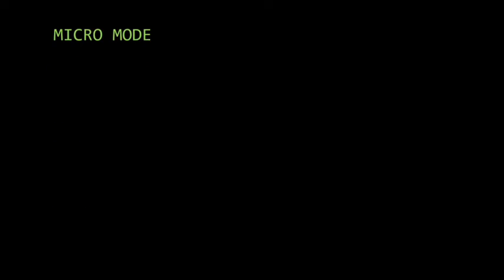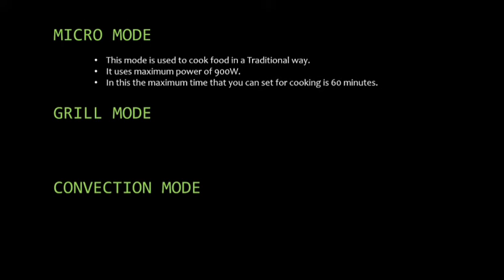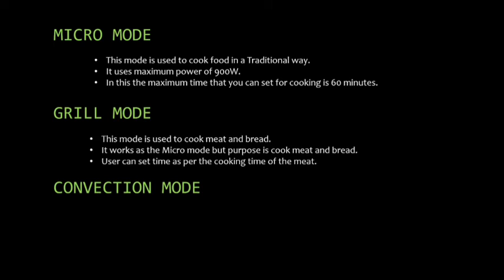First, micro mode. Micro mode is used to cook food in a traditional way. It uses a maximum power of 900 watts. The maximum time that we can set is 60 minutes. Next, grill mode. Grill mode is used to cook meat and bread. This is the same as micro mode, but it can be used to cook meat and bread.